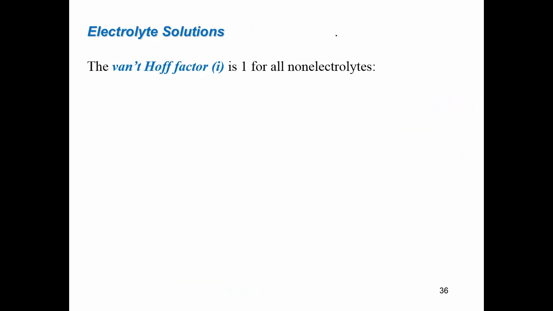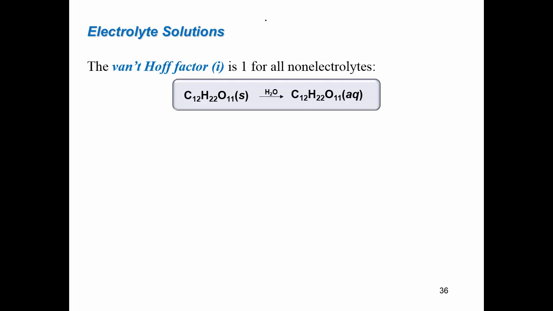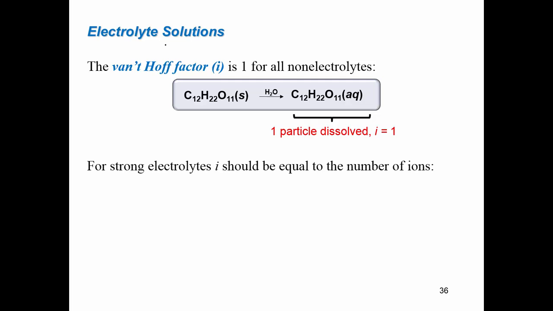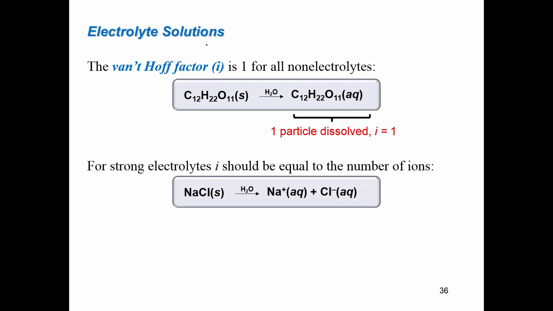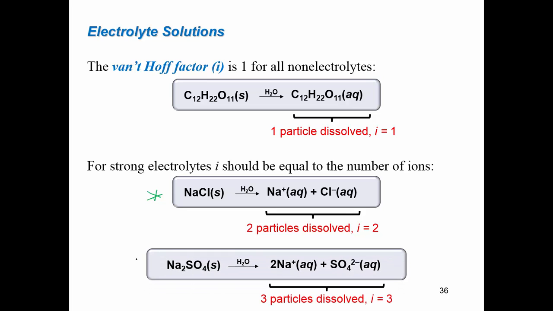Now the Van 't Hoff factor is 1 for all non-electrolytes. So all of your covalently bonded compounds, you have 1 particle dissolved when it's solid and then it becomes aqueous. Something like glucose would be a non-electrolyte. Now for strong electrolytes, the i will be equal to the number of ions. This is the example I gave you. There are 2 particles dissolved. And here for sodium sulfate, here we have 3 particles dissolved.